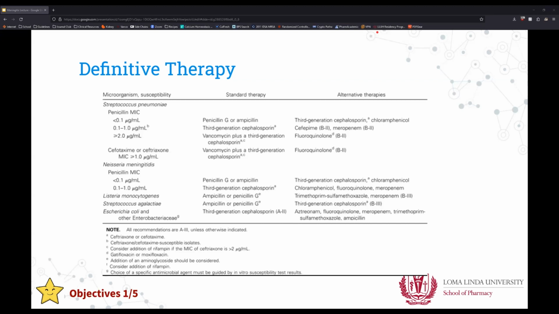So our CSF culture finalizes, and that is going to report to us what specific organism grew. And with that specific organism, it's going to list out the susceptibilities. And the susceptibilities are going to list the MIC, or minimum inhibitory concentration. And these MICs are the smallest antibiotic concentration needed to prevent this specific bacteria from growing.